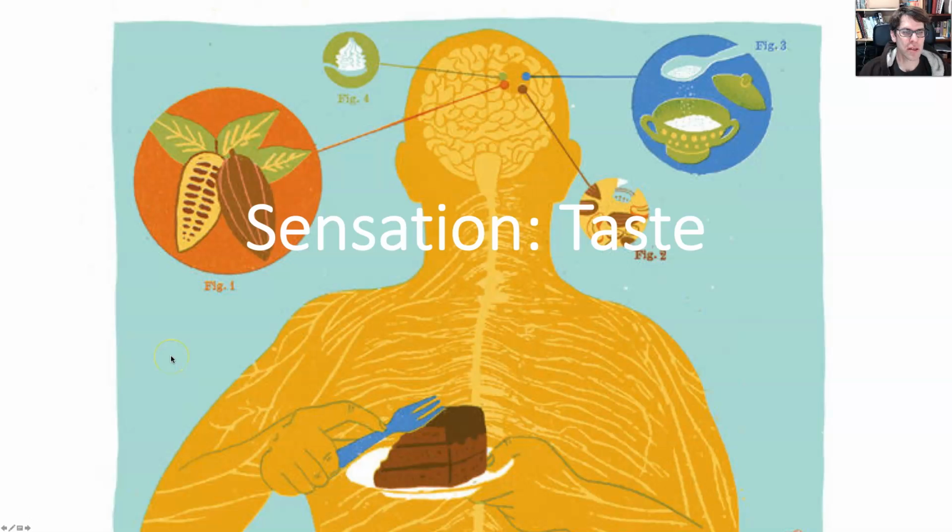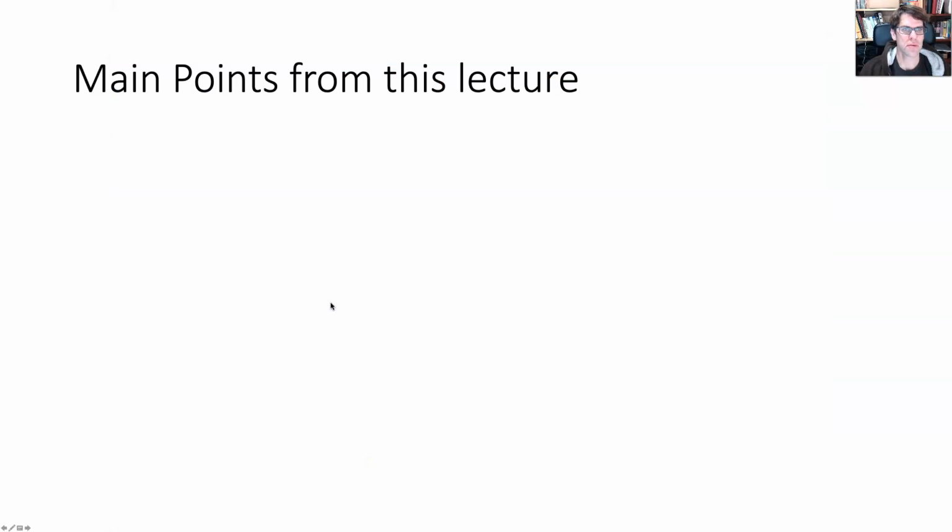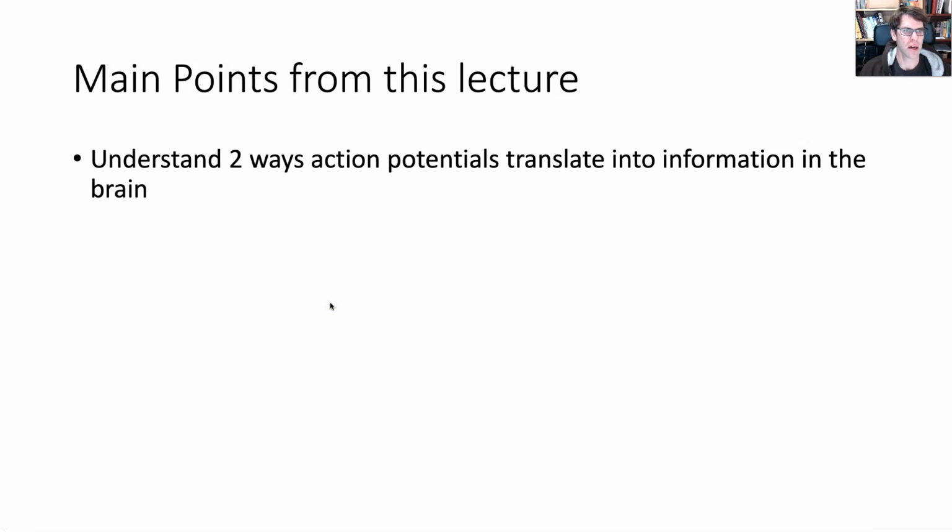Alright, everybody. Today I'm going to talk a little bit about the two, what I call chemical senses, taste and smell. And in general, what I'm hoping you take away from this as main points are, we talked a lot about what an action potential is and how that transmits a signal down an axon, but it may not really be clear to you yet how an action potential is transmitting information.